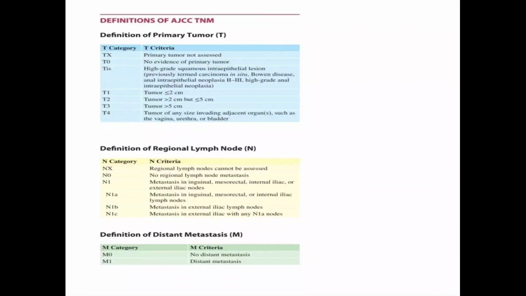NX, regional lymph nodes cannot be assessed. N0, no regional lymph node mets. N1a, mets in inguinal, mesorectal or internal iliac lymph nodes. N1b, mets in external iliac lymph nodes. N1c, mets in external iliac with any N1a nodes. M0, no distant mets. M1, distant mets.